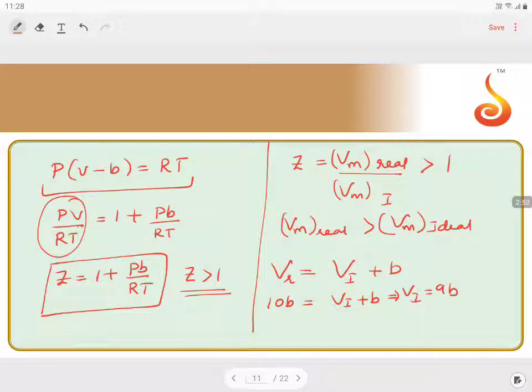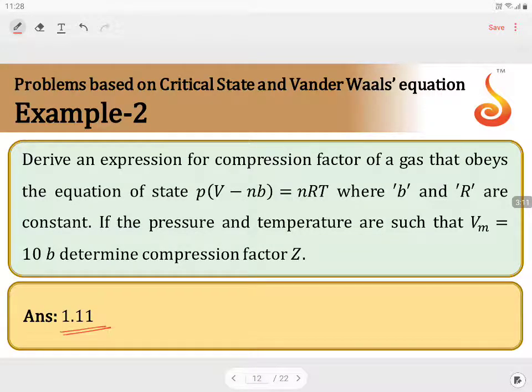that is equal to ideal gas value will be 9B. So now if I am substituting this data in Z, Z = V real by V ideal, that is 10B by 9B. This will be equal to 10 by 9, 1.11. That will be our Z value. So the Z value comes to be 1.11.